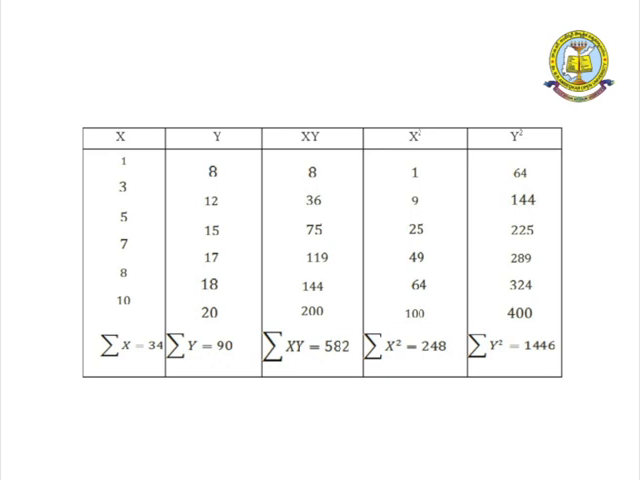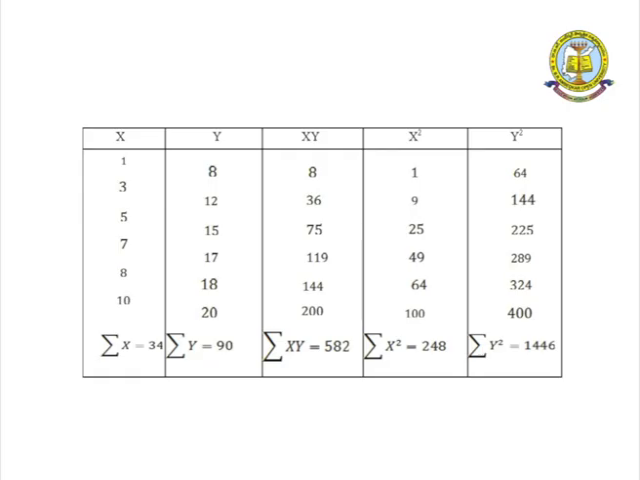The total is how much here? 34. If I add the y series values, what are the y series values here? 8, 12, 15, 17, 18, 20. If I add all these values, I get the total of the y series, that is known as summation y, which is equal to 90.